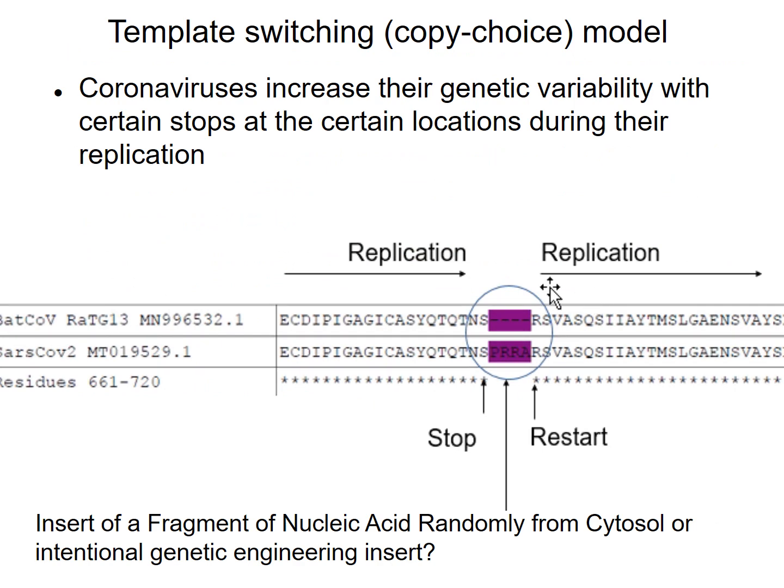So the coronaviruses have a model. It's called the template switching or copy choice model. In this model, the replication of the coronavirus in the host, in human cells or in other cells, goes on here and stops. And then this whole area is in the cytosol. So an insert takes place, and then this area starts to replicate and goes on. So that's a hot spot of recombination. The recombinations are taking place with this model.